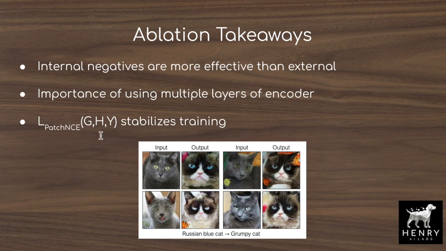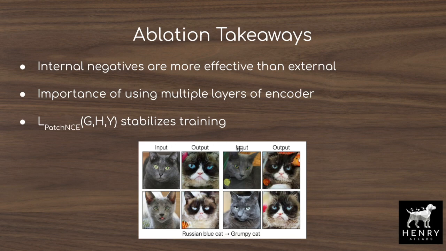And then they also find that using this additional term where you're comparing the patch distance with images from the target domain stabilizes the training as well, even though it's a bit of a funny thing because you're sampling a random Y, is how I interpreted that this is implemented.